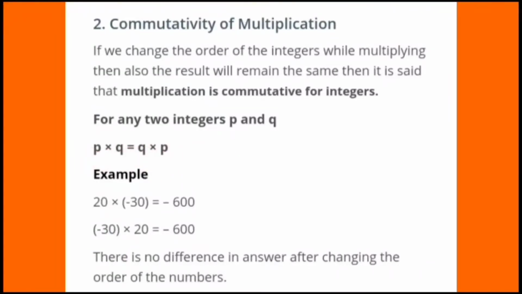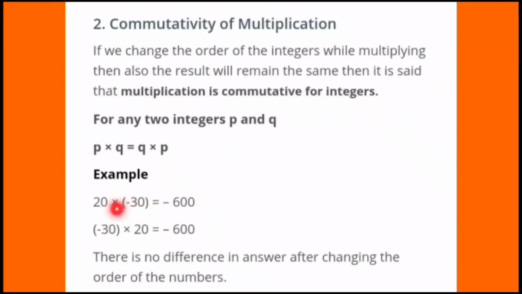What's the meaning of this? If you change the order of any two numbers, the result will be the same. If you multiply p into q, you will get a result. That same result you will get if you multiply q and p. Here you have changed the order, so even if you change the order, you will get the same result. Example, 20 into -30.